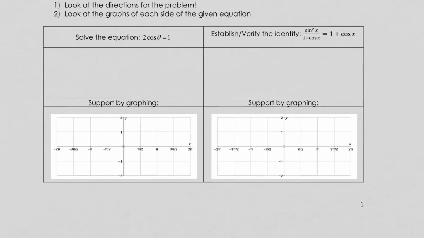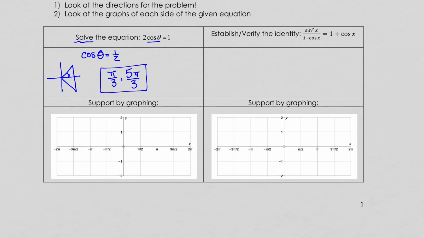So if I look at the problem for number 1, it does say solve, okay? So I'm going to solve the equation. I first need to get cosine theta by itself. So cosine theta will equal 1/2. I had to divide both sides by 2 to get the cosine theta by itself. Okay, cosine is positive in quadrants 1 and 4. If it's 1/2, it means I have a 60-degree angle, so I have pi over 3, and let's see, 5 pi over 3.